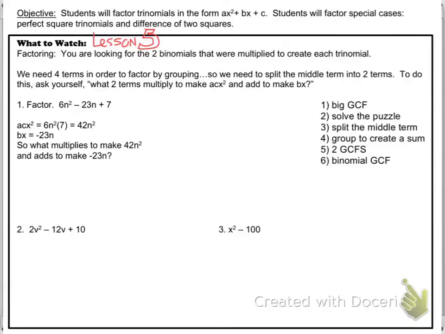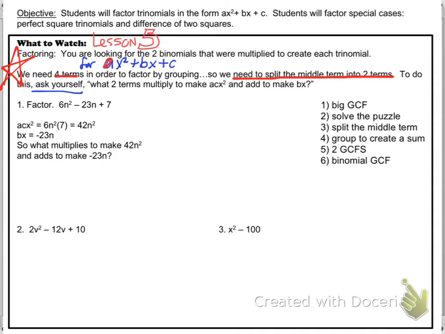All right, kiddos, so this is very similar to the last example of the previous video. All right, very key lesson here. Now in order to factor by grouping, I need 4 terms, but this one only has 3 terms. So I have to split that middle term. I'm going to write it as 2 things that would combine to give me a negative 23n.